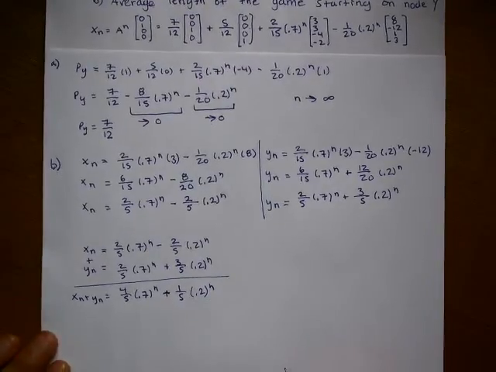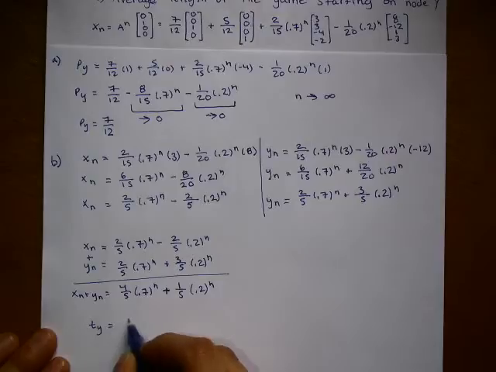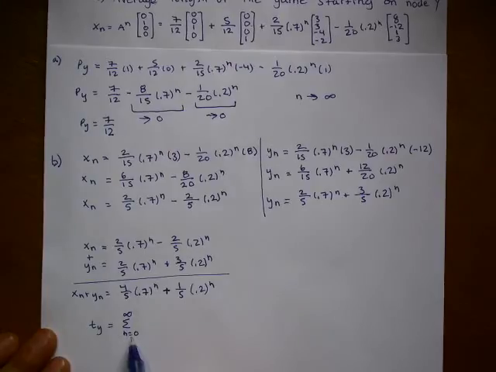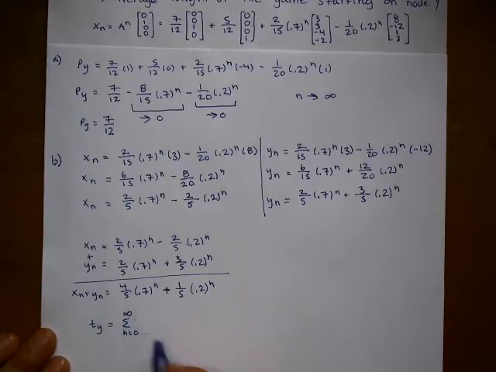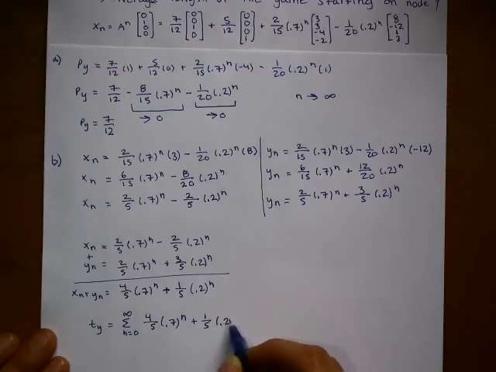Now to find the length of the game, we want to take the limit of the sum. So starting at n equals 0, we're going to sum up until n equals infinity. So instead of taking the limit of the equation as n approaches infinity, we're actually taking the sum as n approaches infinity. So you do this slightly differently. And we're interested in the sum because we're interested in the length of the game.